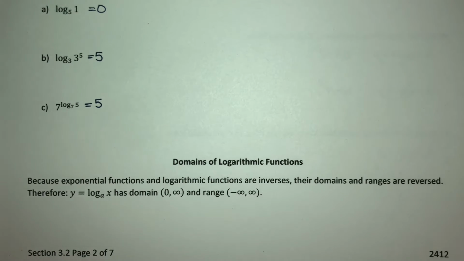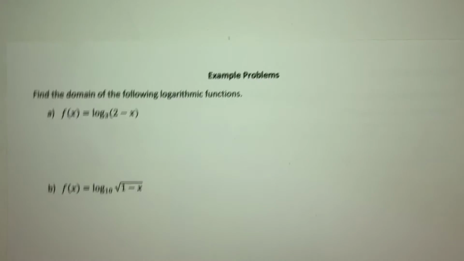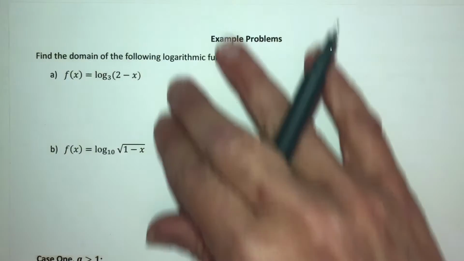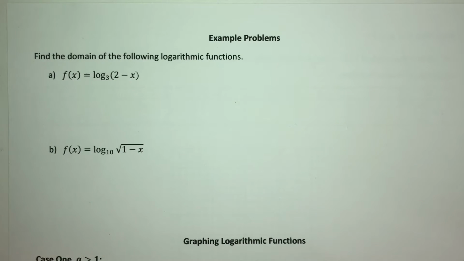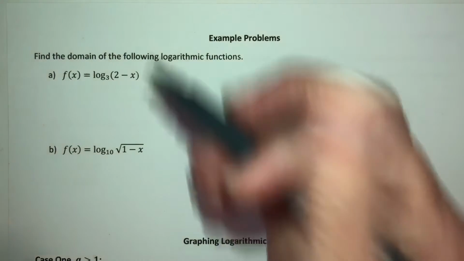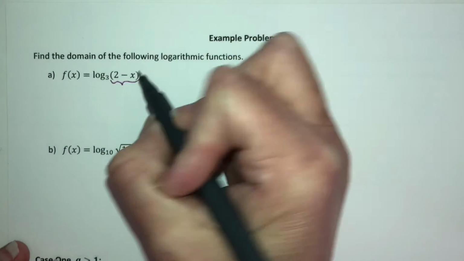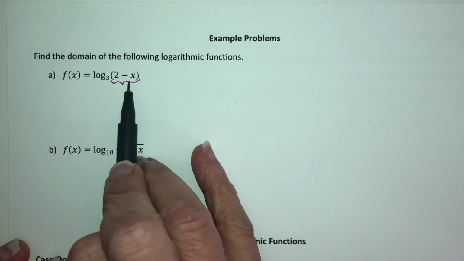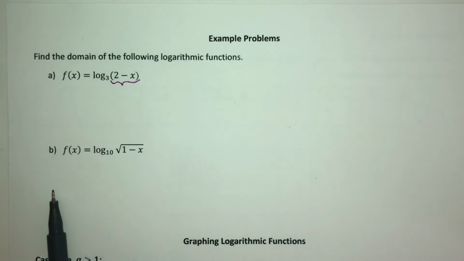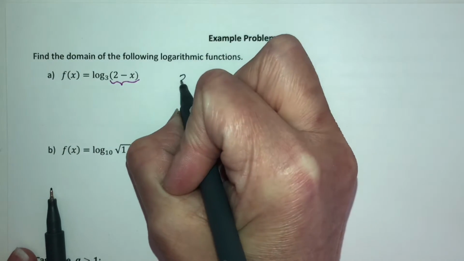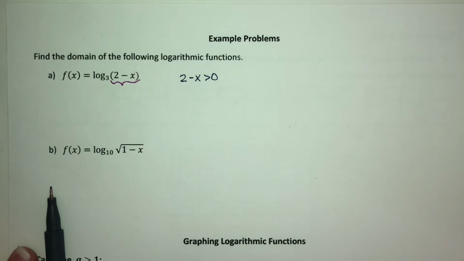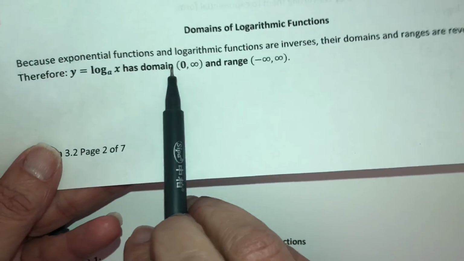Okay, so let's work a problem here where we are asked to find the domain of the following. We're not asked to do anything else, just find the domain. What we just said was that the argument of our logarithm, everything you're trying to take the log of, has to be greater than 0. So what I need to calculate here is 2 minus x greater than 0. Not greater than or equal to, because the domain has a parenthesis here.